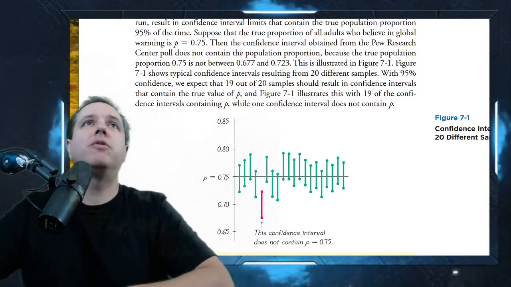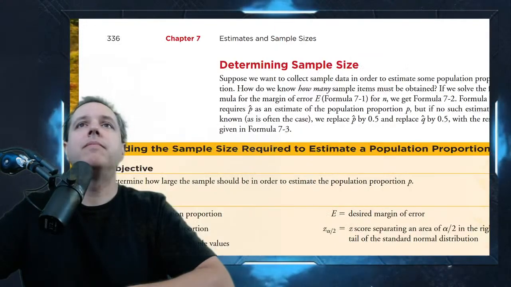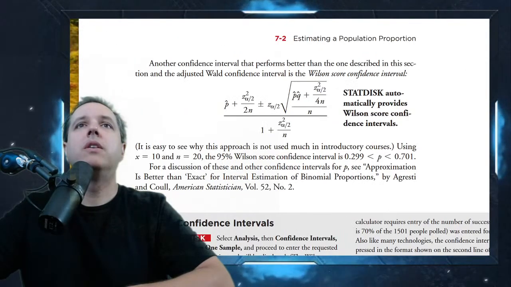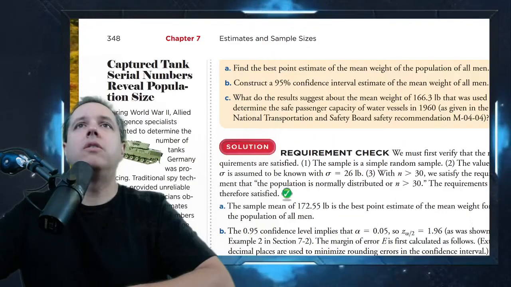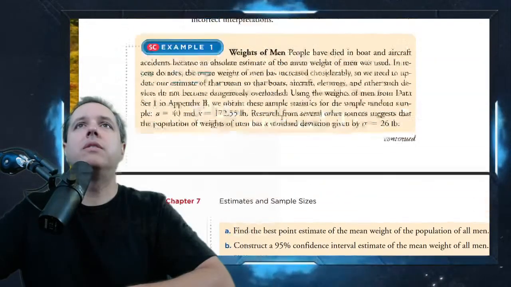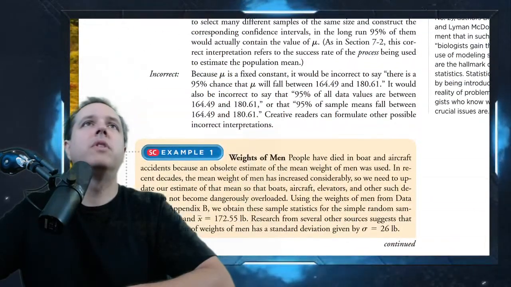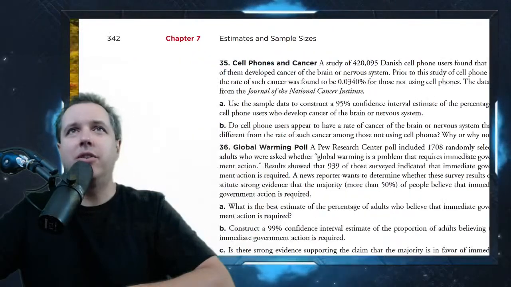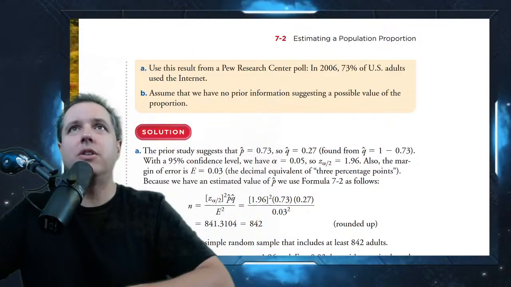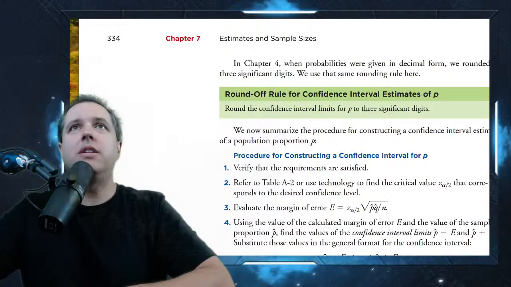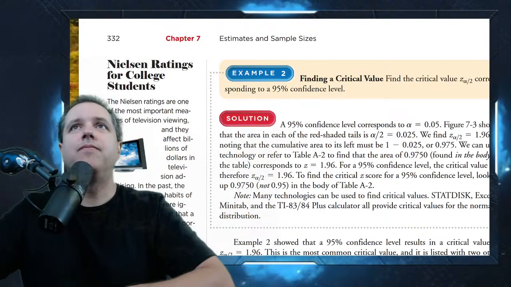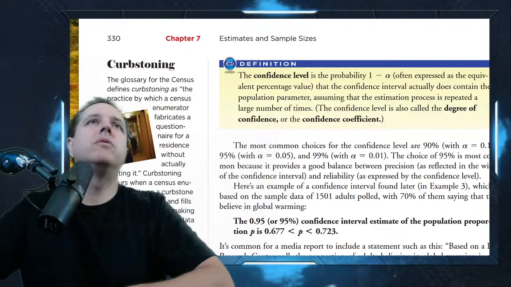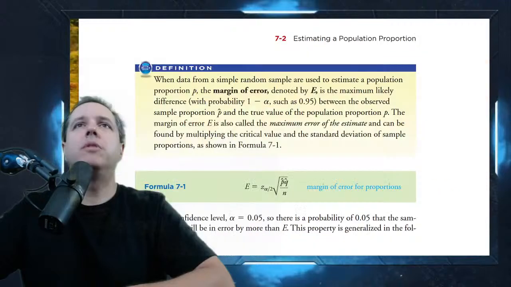What page is this? 349. Oh, did I pass it? Is this it? Uh-oh, sorry, I went past it. Like I said, I'm still getting used to this version of the book. Where is it? Nope, it's down here.